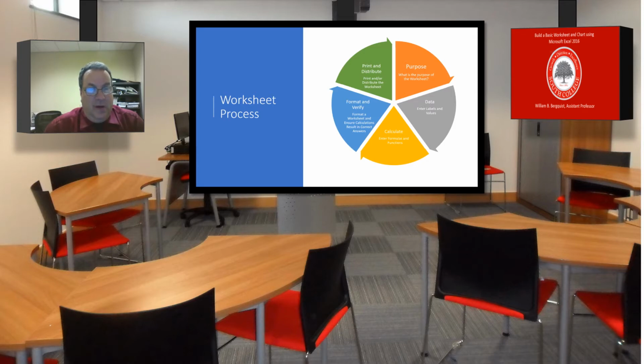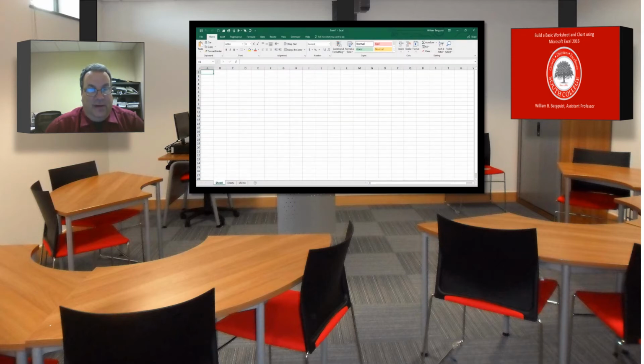Okay. So step 1, define the worksheet purpose. Step 2, key in all the raw data. Step 3, perform all your calculations. Step 4, verify those calculations and format the worksheet to make it look good. And then step 5, print and distribute your worksheet. Okay, so let's go ahead and go back over to Excel and start building our first worksheet using those 5 steps.